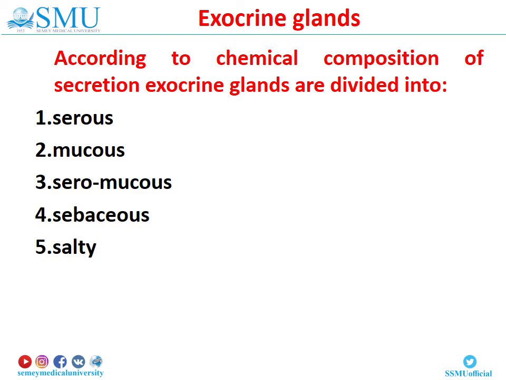According to chemical composition of secretion, exocrine glands are divided into serous, when secretion contains protein, mucous, containing mucus, seromucous, both protein and mucus secretions, sebaceous, when secretion contains sebum, and salty, these are sweat glands.